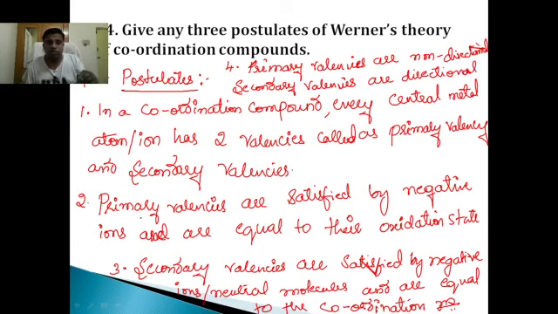He has asked you to write only 3 postulates. Every central atom has 2 types of valencies called primary valency and secondary valency. Primary valencies are satisfied by negative ions and are equal to the oxidation state of the central metal atom. Secondary valencies are satisfied by negative ions or neutral molecules and are equal to the coordination number of the central metal atom. The 4th one is primary valencies are non-directional and secondary valencies are directional. Please remember these postulates. You can write any of those 3. That completes the 24th question.